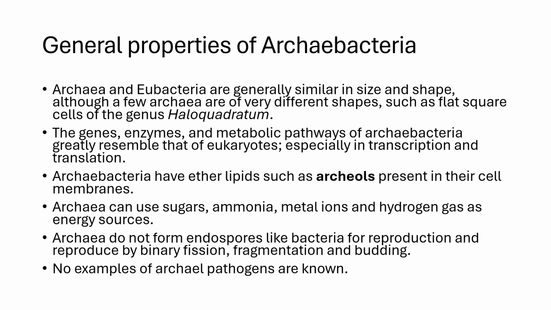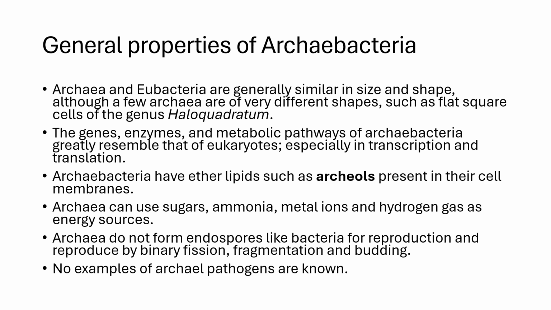After that, archaea can use sugars, ammonia, metal ions, and even hydrogen gas as energy sources. Archaebacteria, based on where they were first found, were found in places of extreme temperatures and conditions where generally bacteria won't survive. So even in oxygen deprived conditions, archaebacteria can use other sources such as these mentioned here, for example, ammonia, metal ions, hydrogen gas as energy sources.